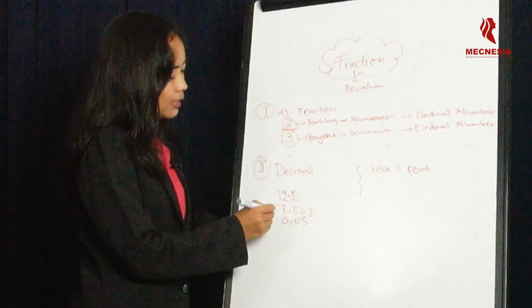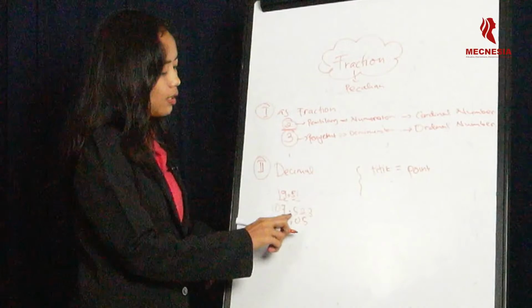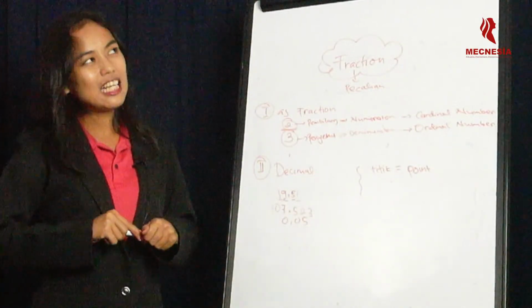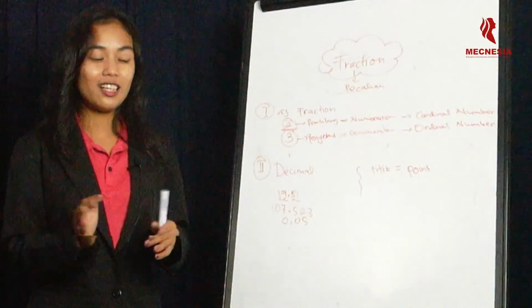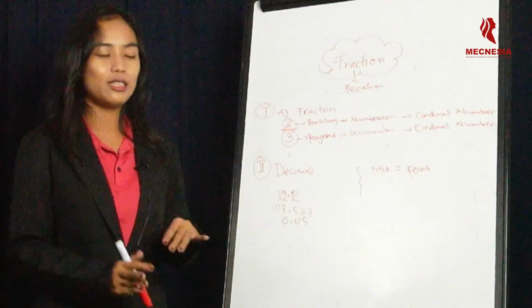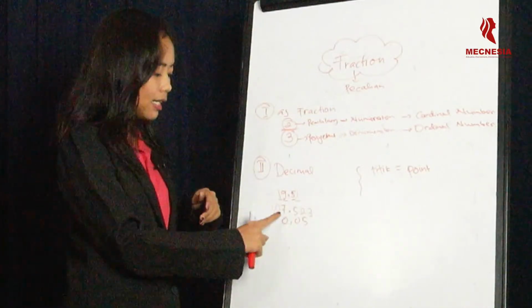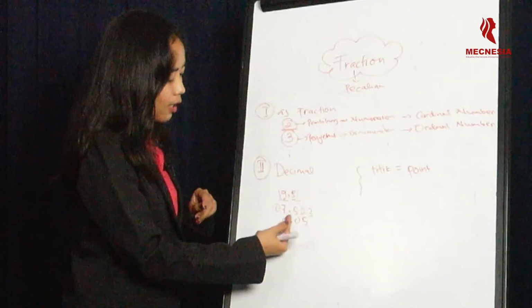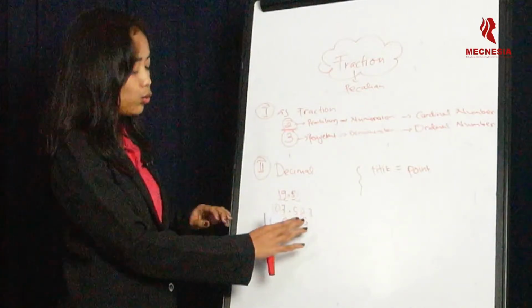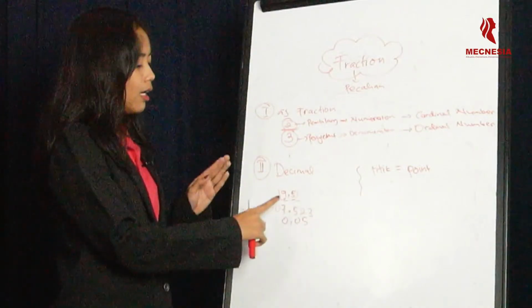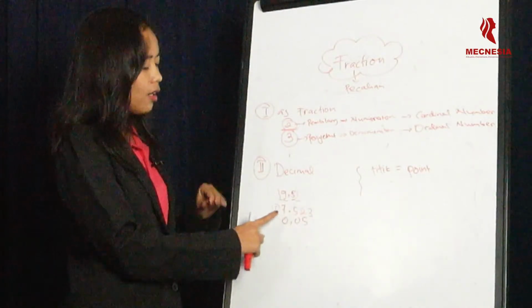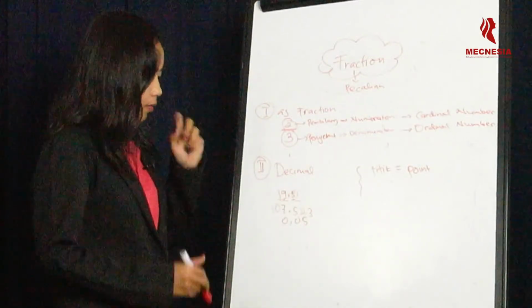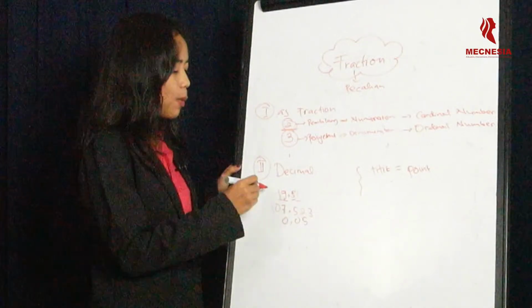Next, 107.523. So, 100. Tadi 100 is one hundred. Atau bisa juga a hundred. Berarti ini one hundred seven point five two three. 107.523.